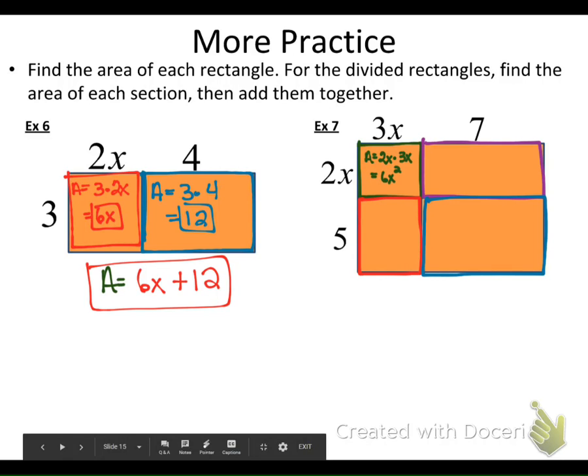There you go. Nice job. So my height was 2, my width was 3. How about the x too? 2x times 3x is 6x squared. Okay?